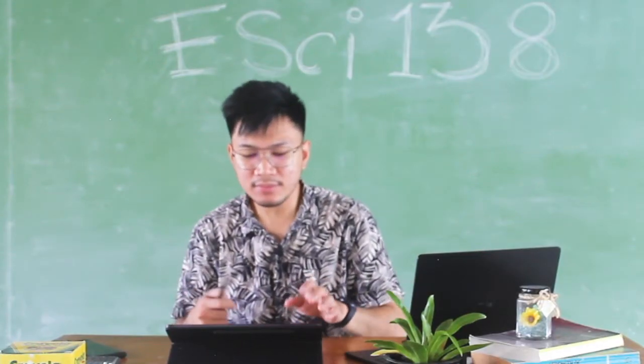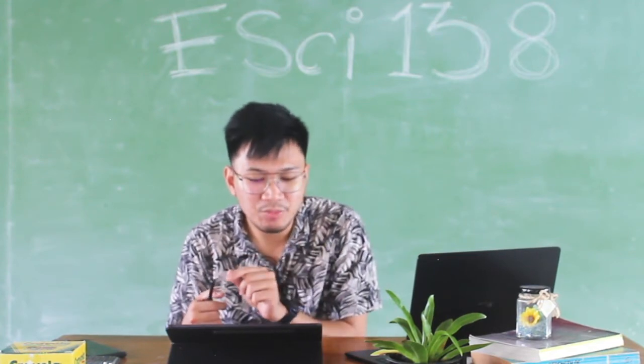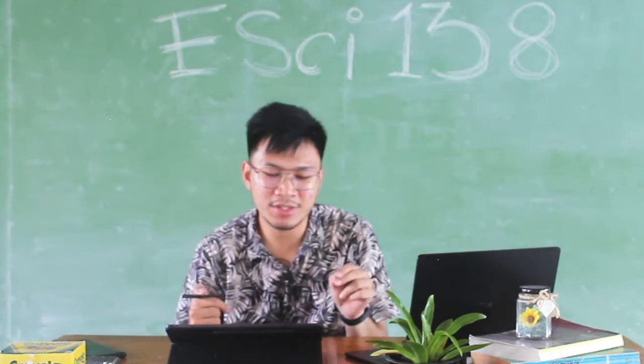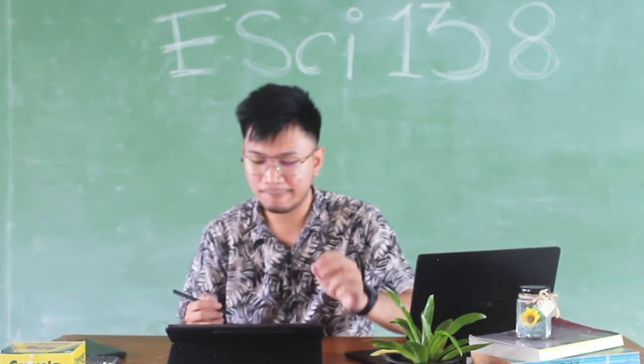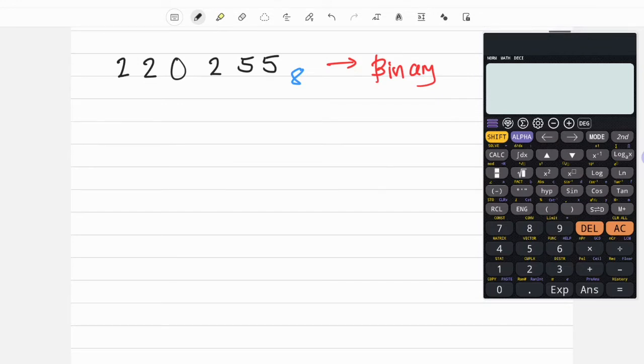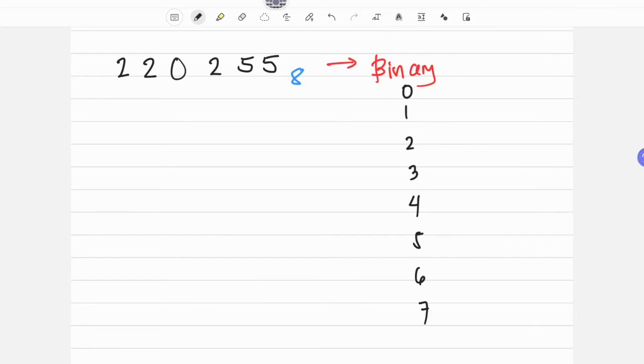Ang ato lang buhaton, ato lang ni tan-aon ang mga digits one by one. Unsa'y value ani nila sa atong binary? Sa octal, 0, 1, 2, 3, 4, 5, 6, 7. So, ang value ani: 0 is 000, 1 is 001, 2 is 010, 3 is 011, 4 is 100, 5 is 101, 6 is 110, unya 7 is 111. Diba yung ana?